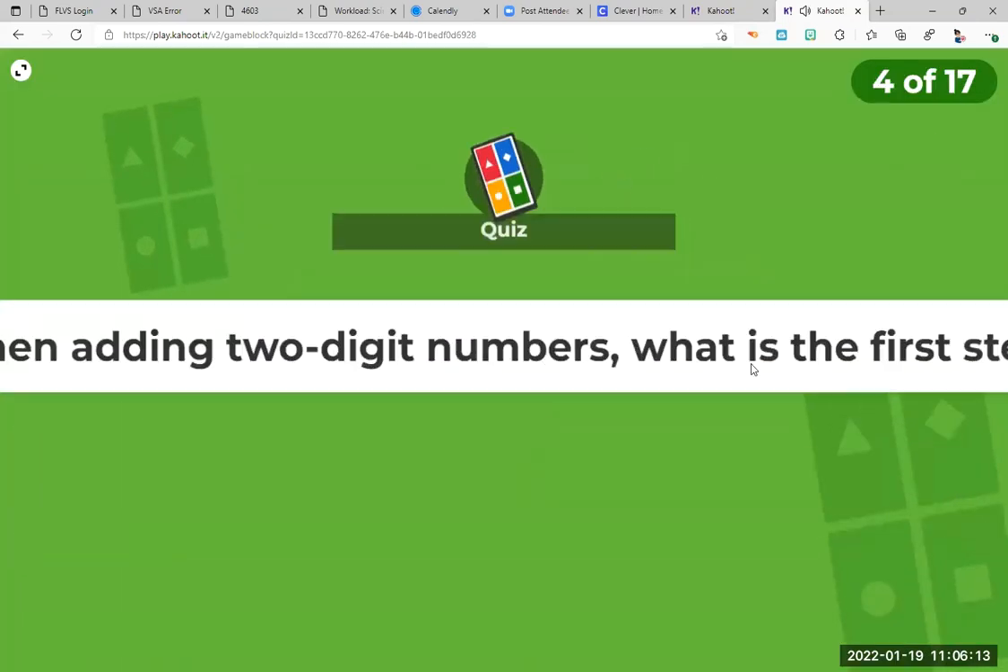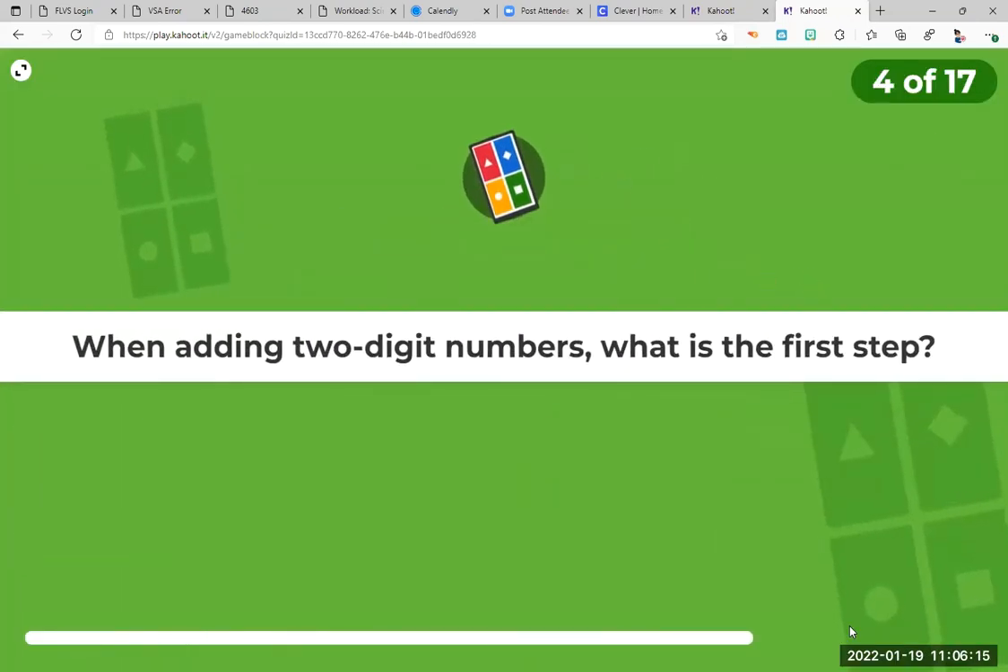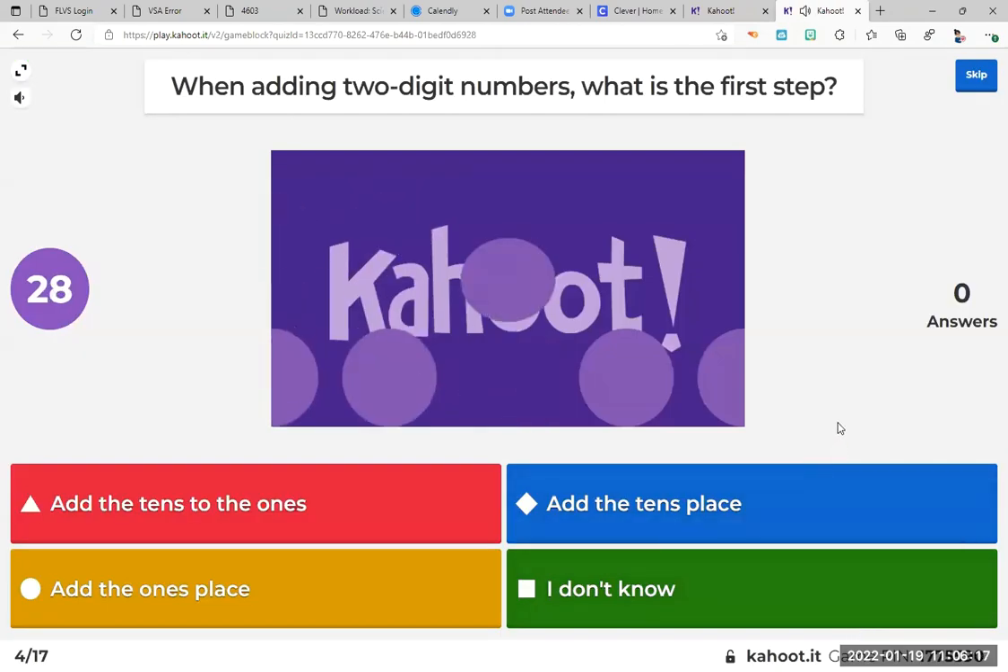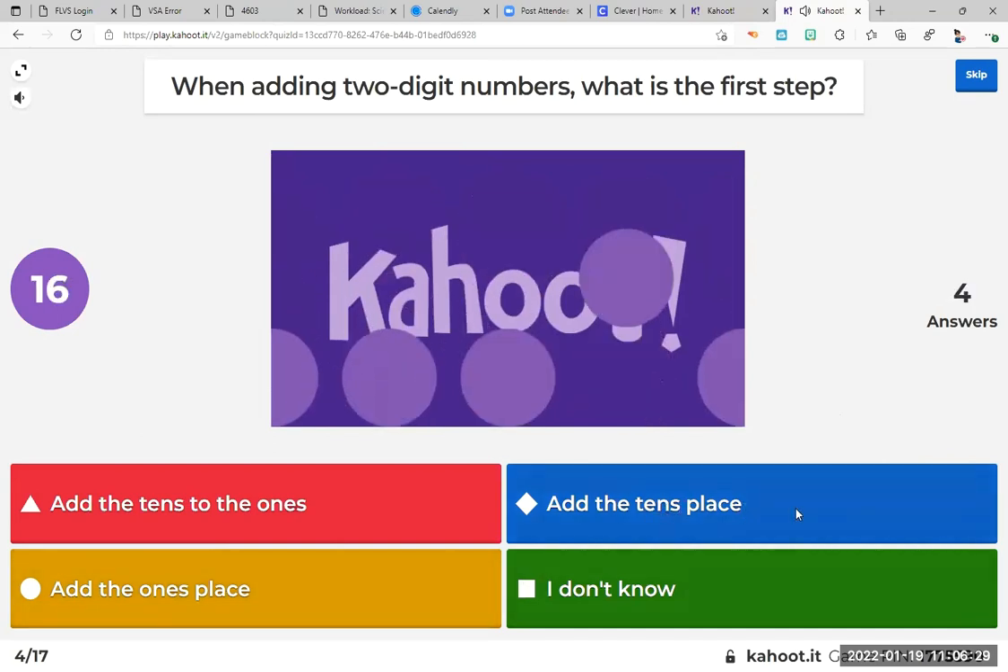That's okay. Once again, we're learning. When adding 2-digit numbers, what's the first step? What do you do first? Let's read the answers. Add the tens to the ones. How about yellow? Add the ones place first. How about the blue one? Add the tens first. And how about the green one? I don't know. Make a sandwich.